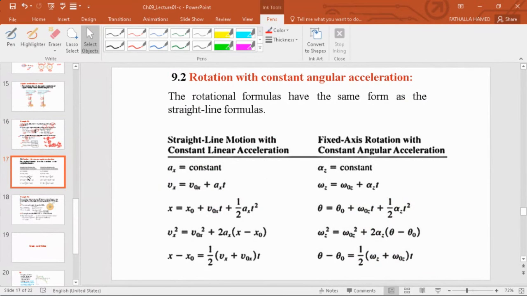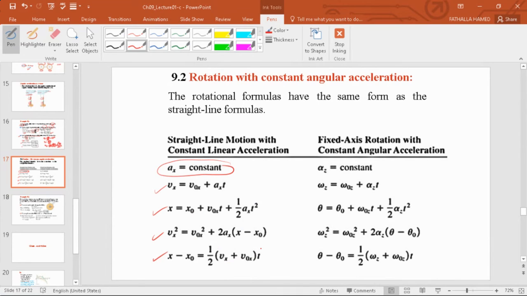In chapter number 2, we developed kinematic equations for one-dimensional motion, or motion in a straight line, but we invoked one condition where we said that the acceleration is going to be constant, and we developed the following equations: Vx is equal to V0x plus AXT, x is equal to x0 plus V0xt plus 1/2 AXT squared, and Vx squared is equal to V0x squared plus 2AX times x minus x0, and x minus x0 is equal to 1/2 Vx plus V0x.